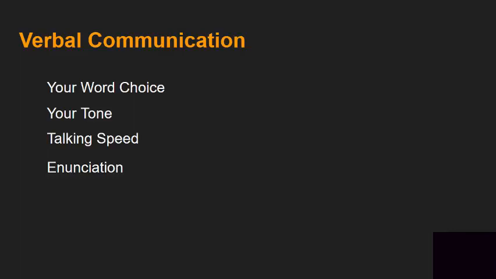Verbal communication includes the words you use, of course. Are you using everyday language or specialty terminology? Your tone. That's the attitude your voice is conveying. Are you friendly, condescending, supportive, matter of fact? Speed. How quickly do you talk? Enunciation, which can be related to speed, but this is about how clearly you are pronouncing the words you're using.